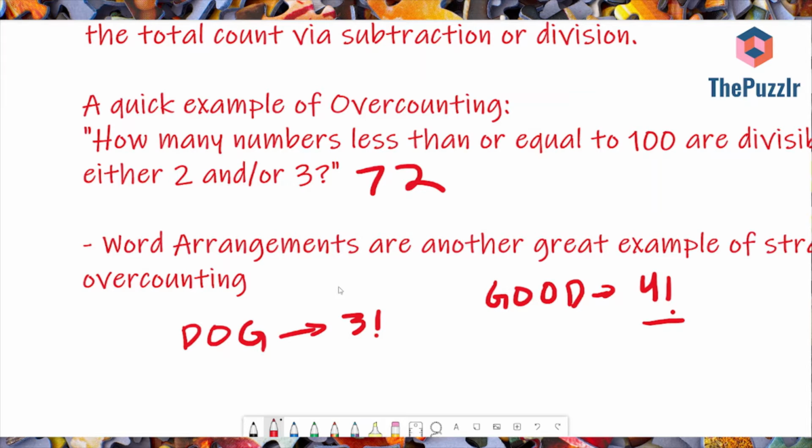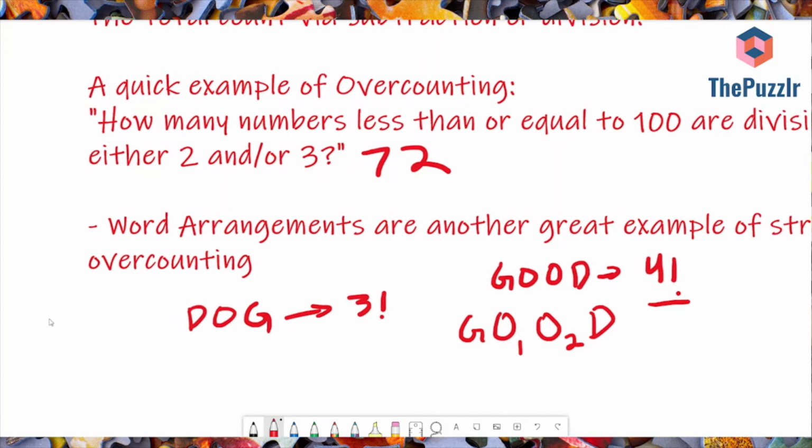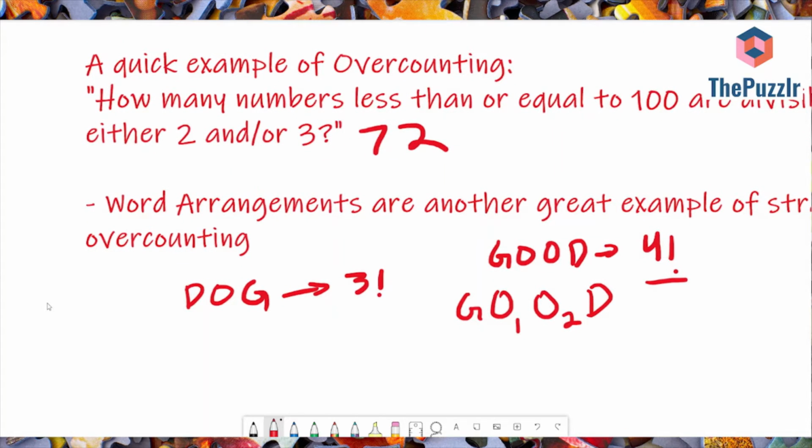So if we say G, O1, O2, D. So O1 and O2 are actually both O's, but they're distinct O's. So if we have G, O2, O1, D, that's the same thing. So we're counting each arrangement twice. So we need to divide by 2, or more specifically 2 factorial, since the 2 O's can be arranged in 2 factorial ways.